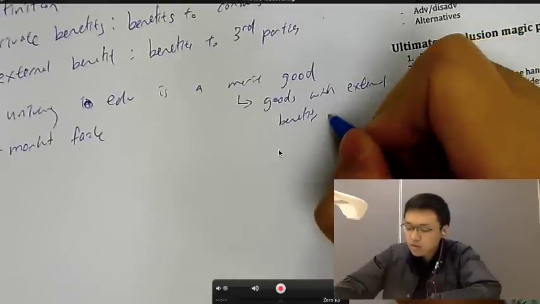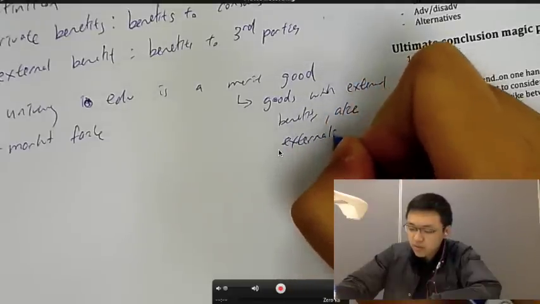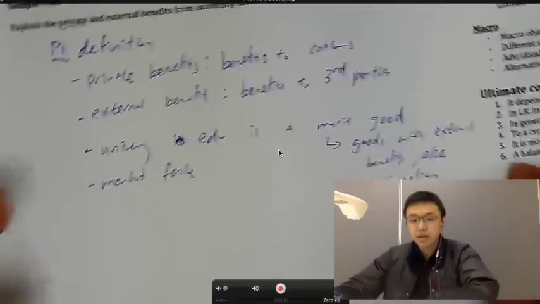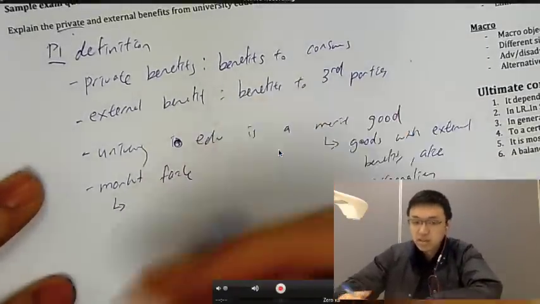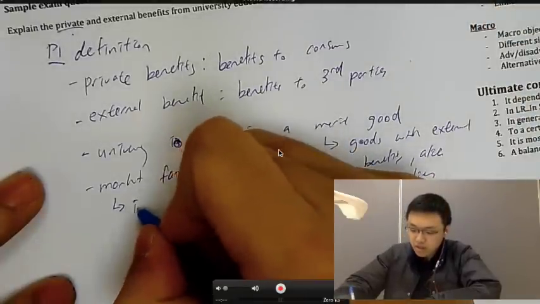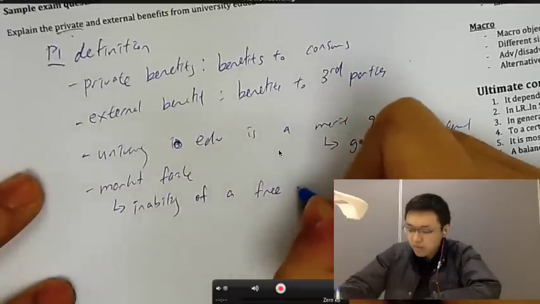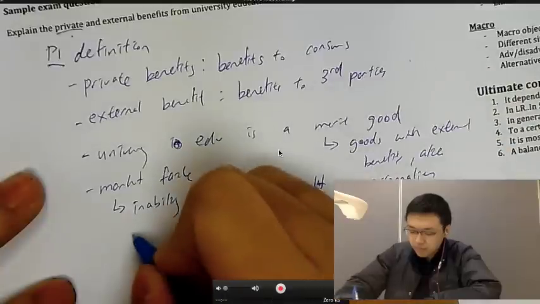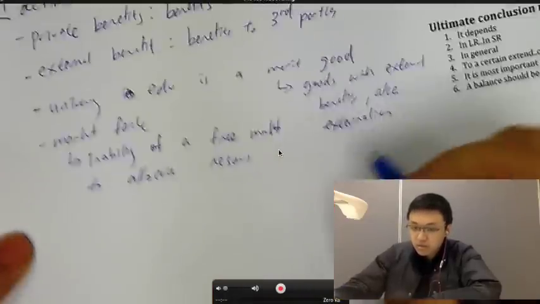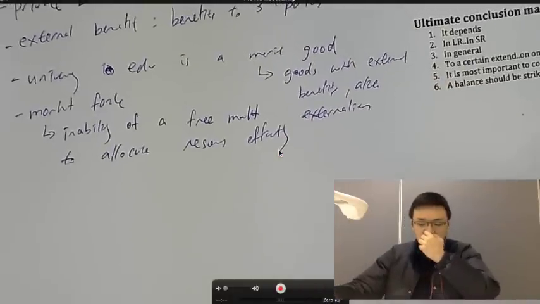Or also known as externalities, right? Okay, and then lastly, market failure. What does it mean by market failure? You can say university education is an example of market failure. Market failure is the inability of a free market to allocate resources efficiently. Okay, that's the definition of market failure.